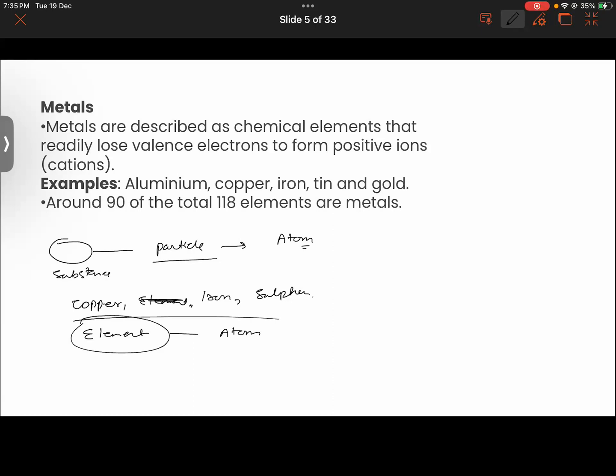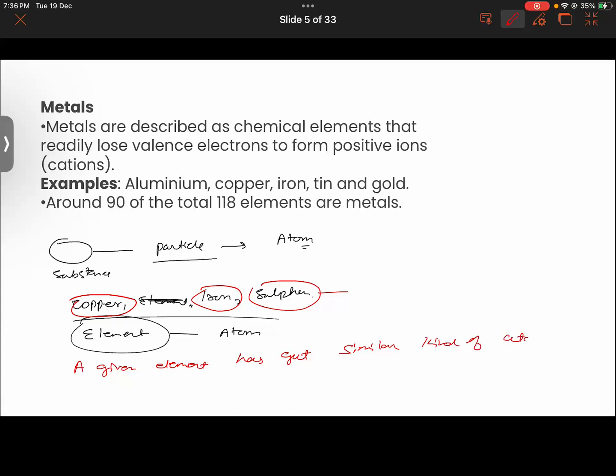Let's say you have a sample of any given element. If you have a sample of copper, iron or sulfur, it will have atoms of just one kind only. A given element has similar kind of atoms in it. That is clear? An element is basically a substance made up of only one kind of atom.